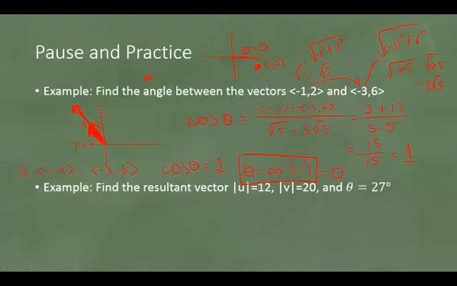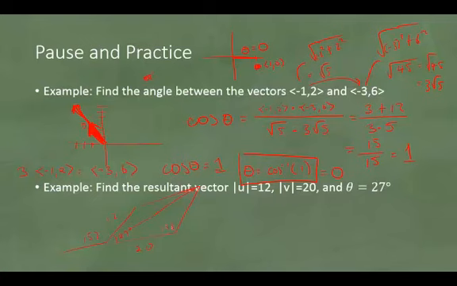Find the resultant vector for a vector u that has a magnitude of 12 and a vector v that has a magnitude of 20, and the angle between them is 27 degrees. We did a problem like this earlier. We're trying to find the resultant vector. We know if this is 27, then this has to add up to 180. So it's 180 minus 27, 153. This has to be 153 also.